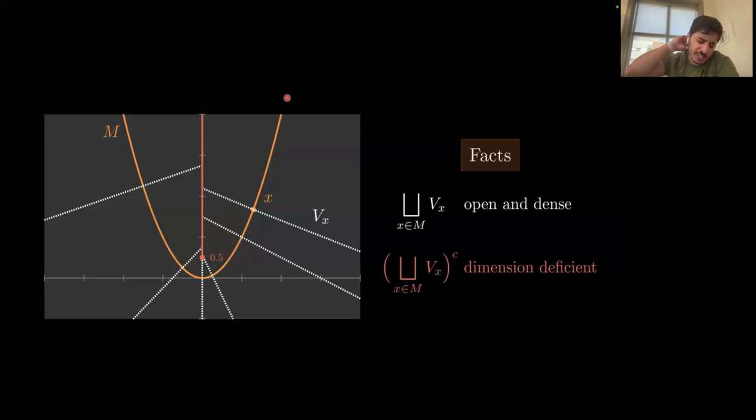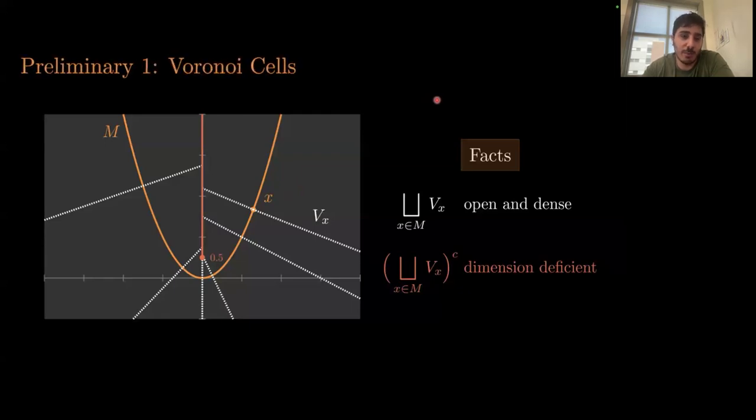Or if your manifold is semi-algebraic, then you can show that the complement is semi-algebraic, and dimension deficiency means that the highest dimensional subset of the semi-algebraic set is dimension deficient, if you know the semi-algebraic language. Otherwise, you can just think of it as a measure 0 set. And that's a preliminary on Voronoi cells. They are the fibers of the projection on M, where you have a unique nearest point to the manifold.